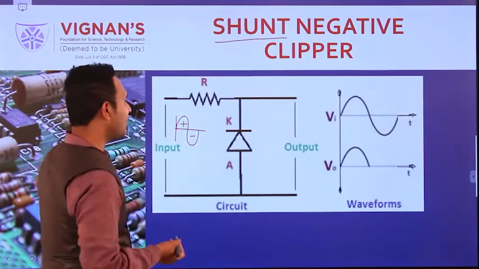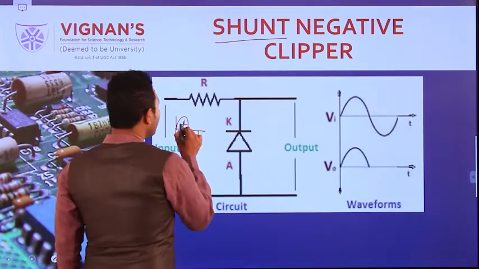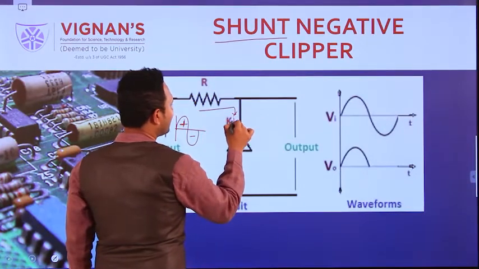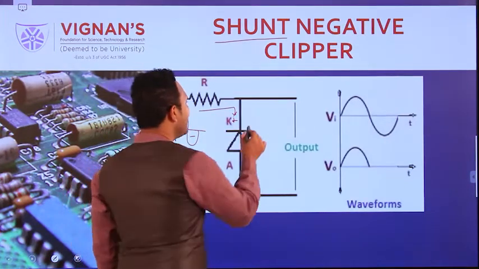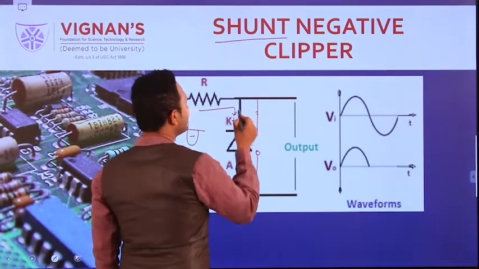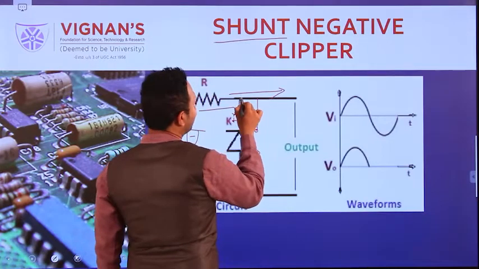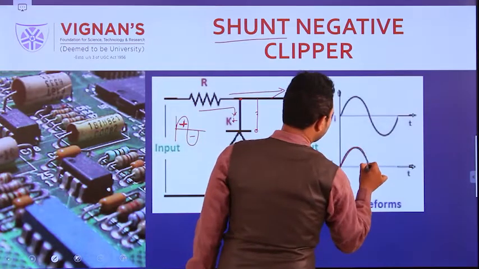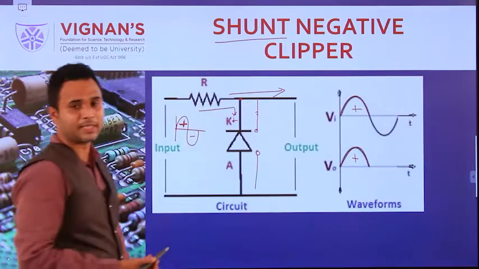What happens with the positive peak? When positive is connected to the cathode terminal, the diode is in reverse bias. Reverse bias means the diode is in open circuit mode. Open circuit mode means the whole positive half flows to the output side, so we can take this whole positive pulse at the output.